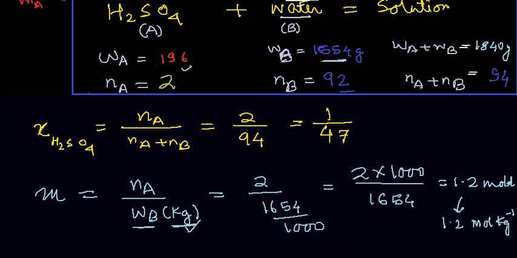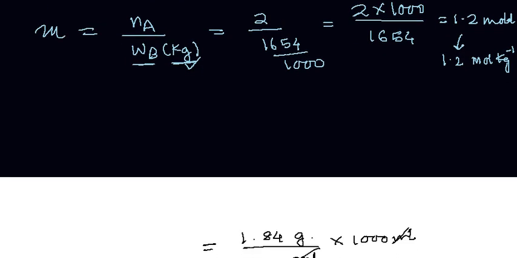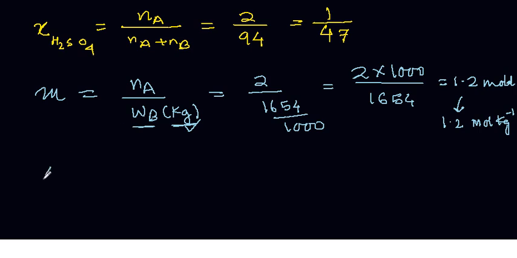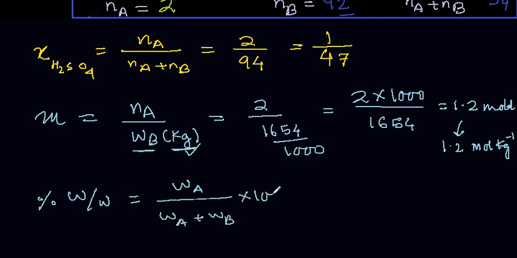And the third question that we were asked, let's say this is A, this is B, was percentage by mass. The formula for percentage by mass is the weight of the solute out of the total weight multiplied by 100.